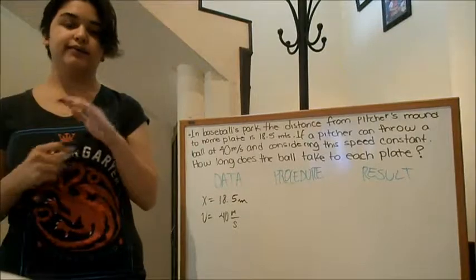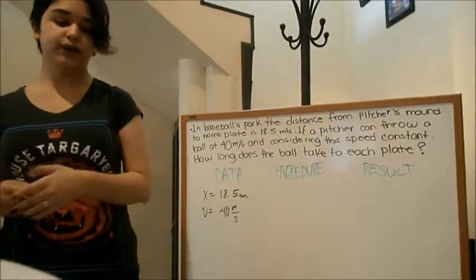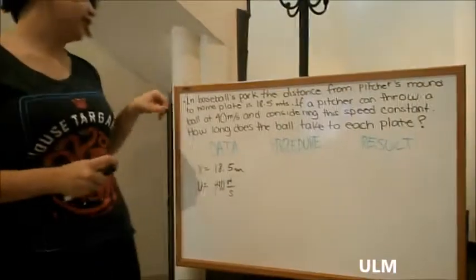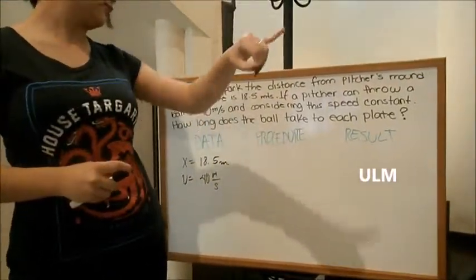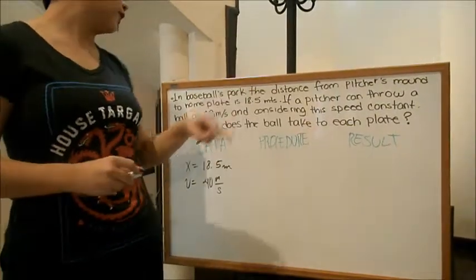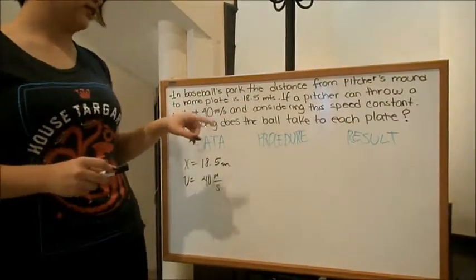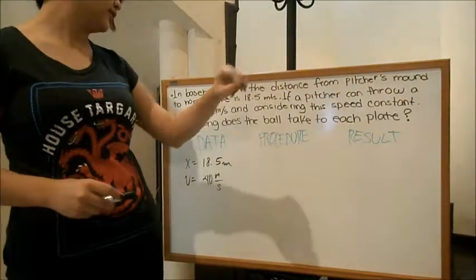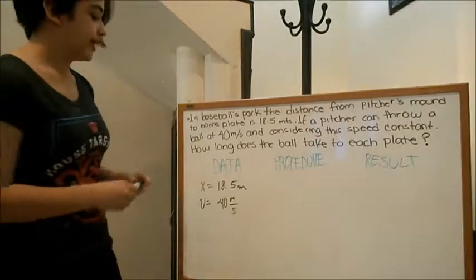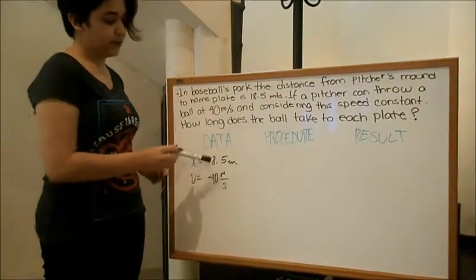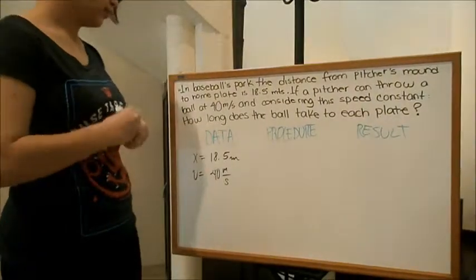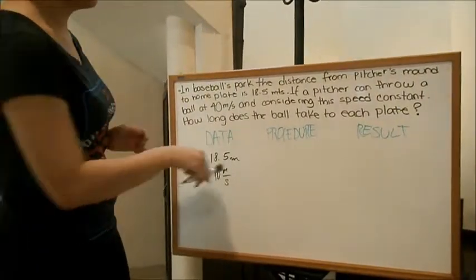Okay. The next problem is stage 3 of uniform linear motion. The following problem is, in a baseball park, the distance from the pitcher's mound to home plate is 18.5 meters. If the pitcher can throw a ball at 50 meters per second, and considering that the speed is constant, how long does the ball take to reach the plate? Well, our data is that the distance is of 18.5 meters and velocity is 50 meters per second. Then it's asking us for time.